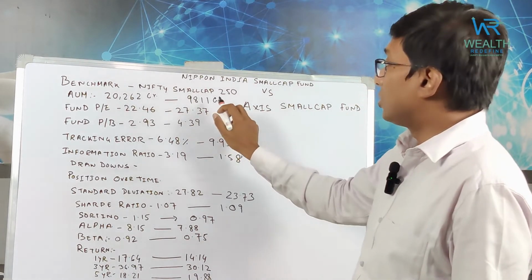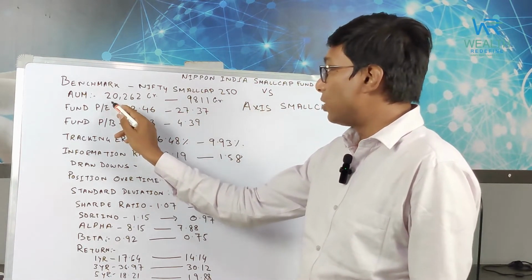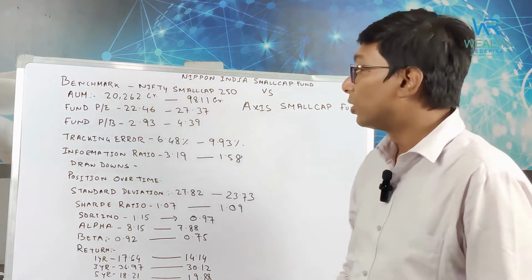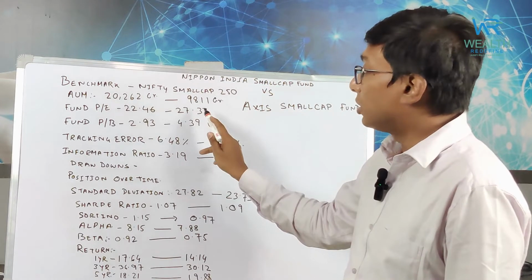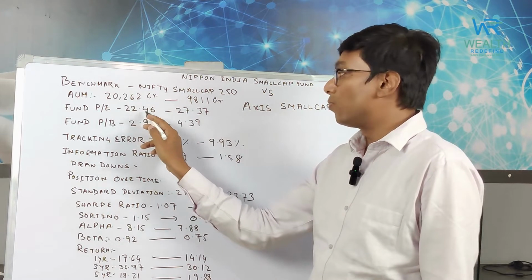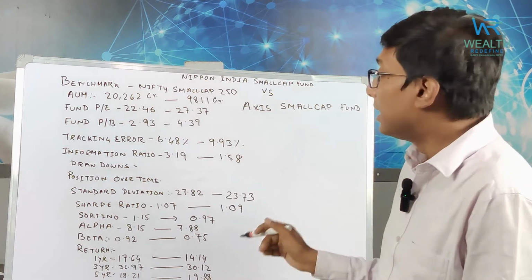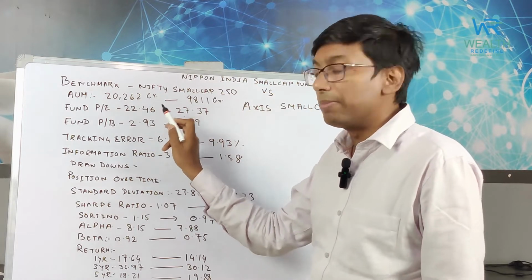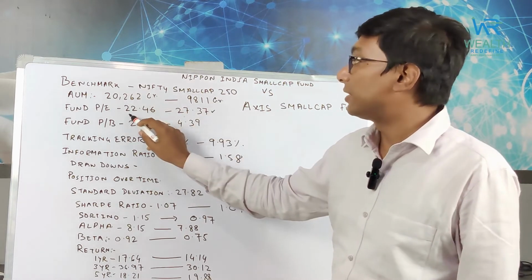Both have the Nifty Small Cap 250 as an index. If you compare the AUM, Nippon has an AUM of 20,262 crore while Axis has an AUM of 9,811 crore. So you can see Nippon India Small Cap is almost double of Axis Small Cap Fund. Fund PE is 22.46 here, and 27.37 here. Usually small cap funds have a higher PE. Here you can find that Axis Small Cap has a much higher PE than the Nippon one. So it means this fund is slightly more expensive than this fund.